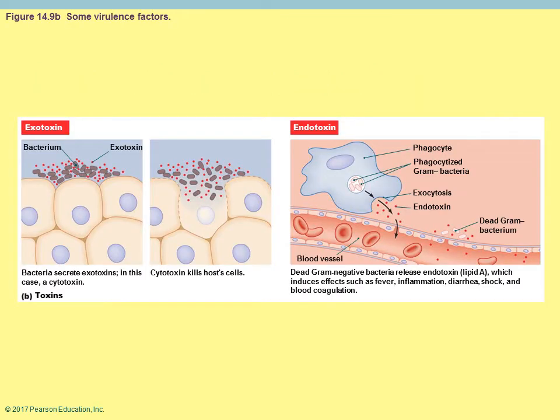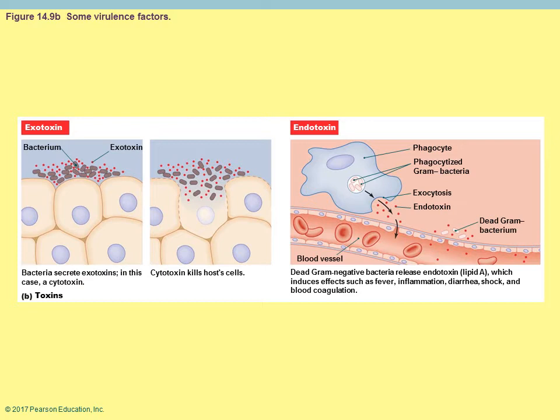The exotoxins, this is where the bacteria are growing and they secrete the exotoxin. Usually this exotoxin is going to, well, depending on the type, it can kill the cell. It can interfere with normal cellular physiological functions, such as with the botulism toxin. It is an exotoxin and it prevents muscle contractions from occurring.